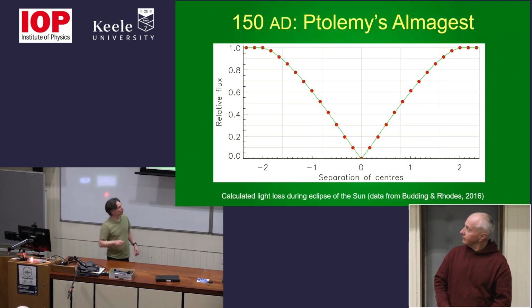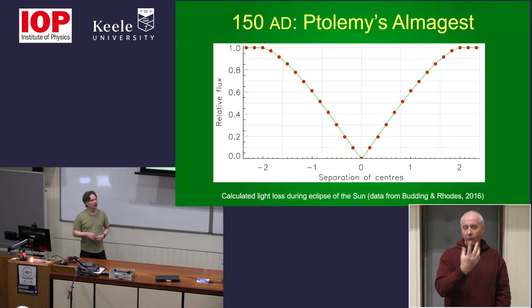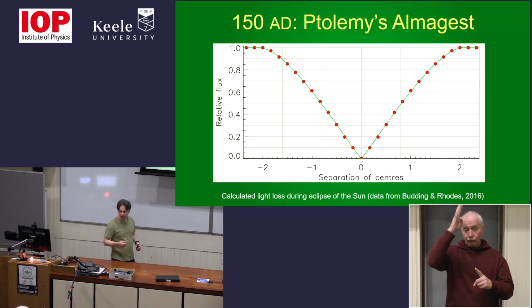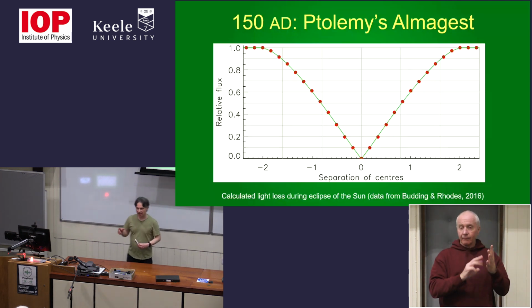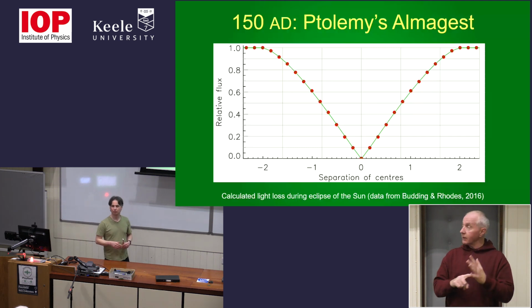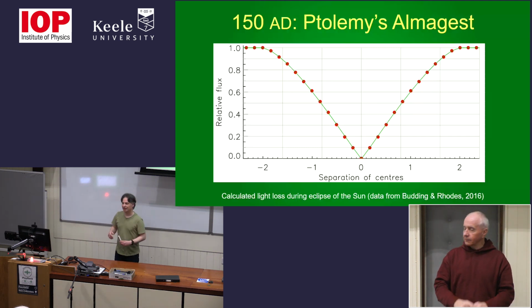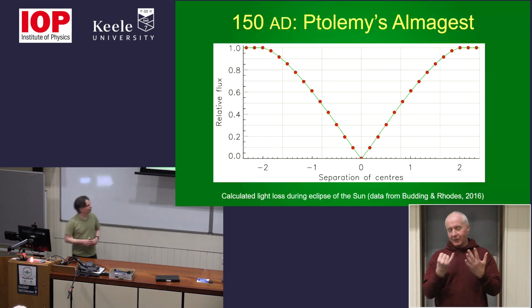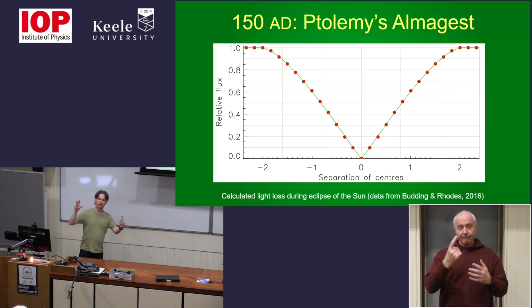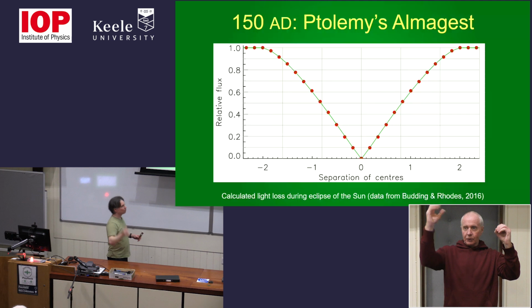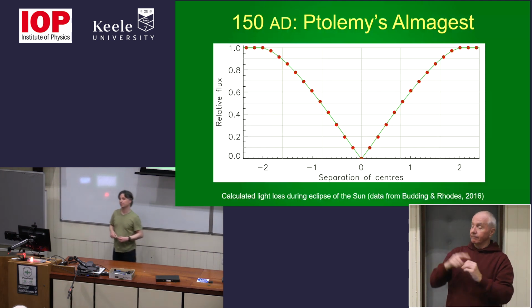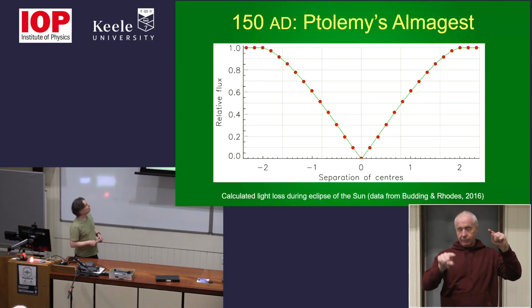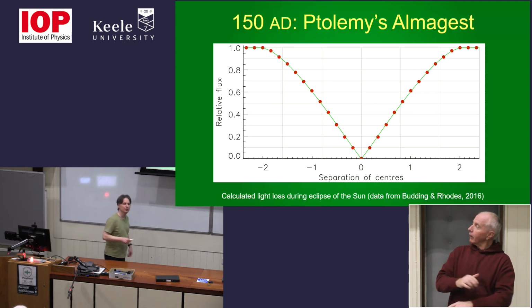Okay, so we go to around about 150 AD, and the Roman scientist Claudius Ptolemy produces his great work, the Almagest. In it, chapter 8, book 6, he predicts what an eclipse would look like, an eclipse of the moon in front of the sun. So a solar eclipse, and the red points here are what he predicted. And the green line is a modern prediction using computer code.